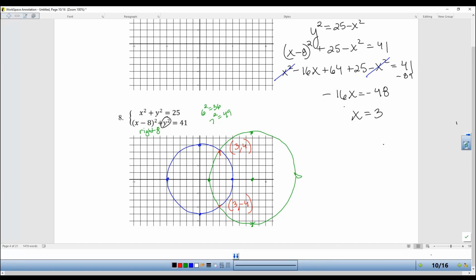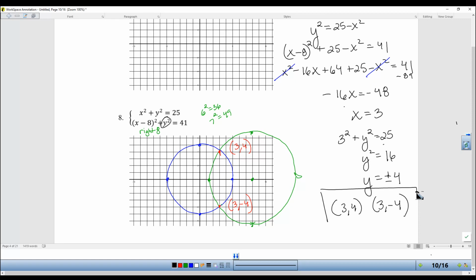How would you get the y if you hadn't been doing this graphically? You would write 3 squared plus y squared is equal to 25. Y squared, subtracting 9 from both sides, is 16. Y is equal to plus or minus 4. Of course, if you forget your plus or minus, then you'll have done a really hard problem and not gotten all the answers. So the answer is algebraically (3, 4) and (3, -4).